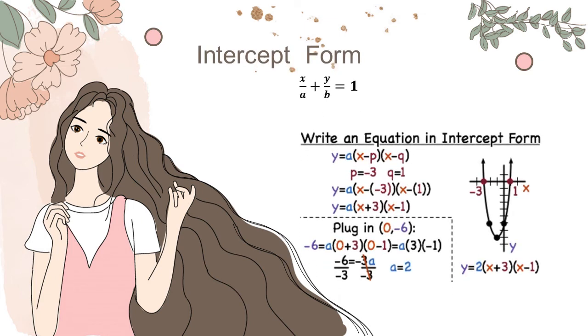Next is the intercept form. If a and b are non-zero x and y intercepts of a line L, then its equation is of the form x over a plus y over b equals 1. And here is an example of a graph of an intercept form.